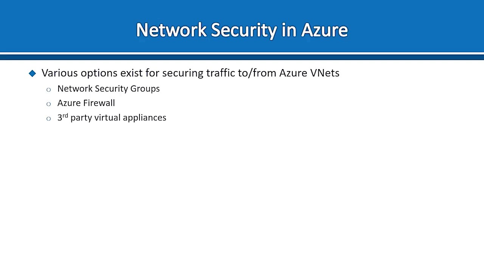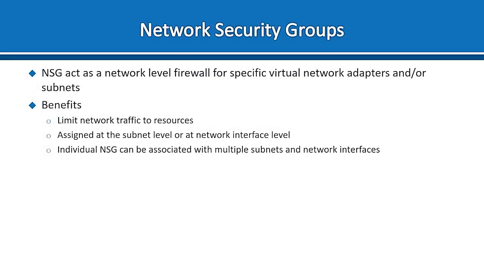The Azure Firewall is an actual firewall appliance. It's a managed cloud-based security service that protects the VNet, and it's got several features and benefits. So that would be like a network firewall. And then you also have third-party virtual appliances, so you don't have to use the Azure Firewall. You could use any of the third-party options that are available. So we'll start with the NSG.